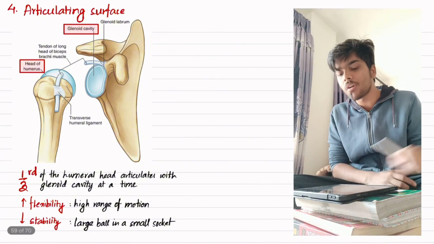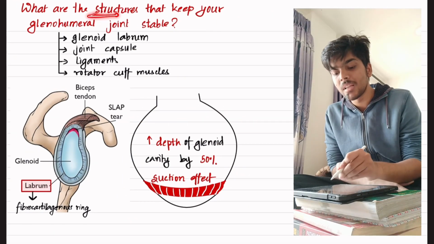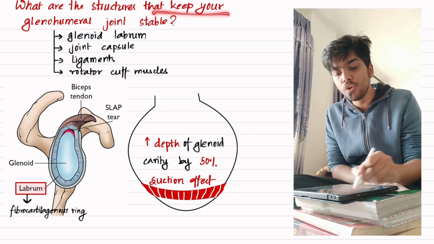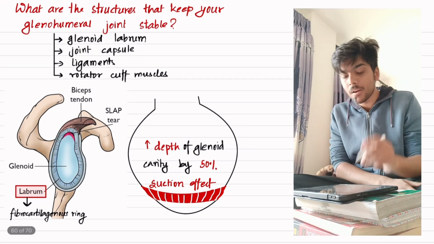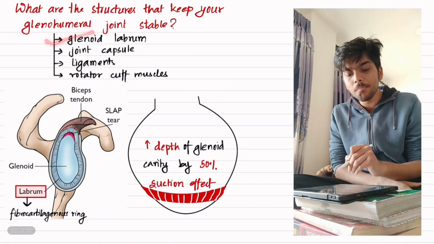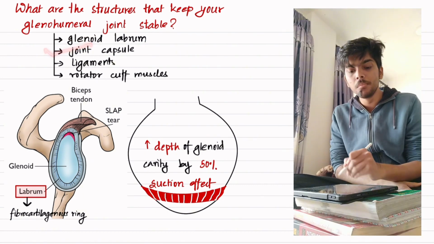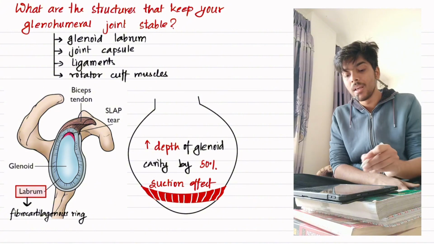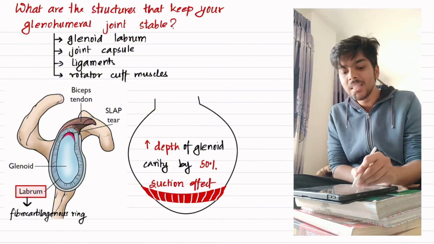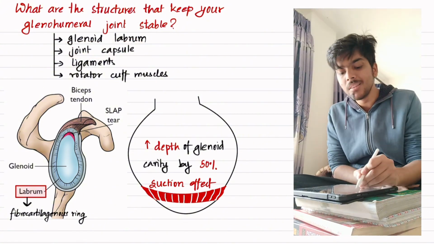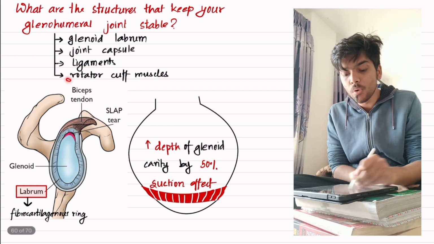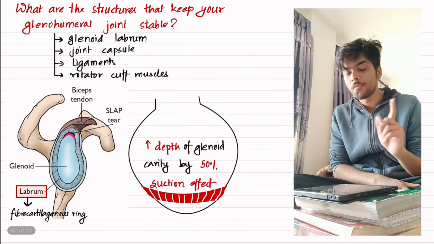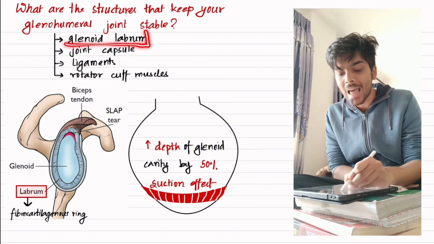For that, there are structures. So there are structures that keep your glenohumeral joint stable, and they are the glenoid labrum, the joint capsule, the ligaments, and the rotator cuff muscles. Again, the glenoid labrum, the joint capsule, the ligaments, and the rotator cuff muscles. First, let's look at the glenoid labrum.